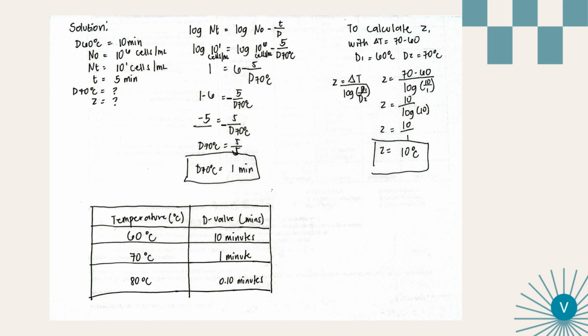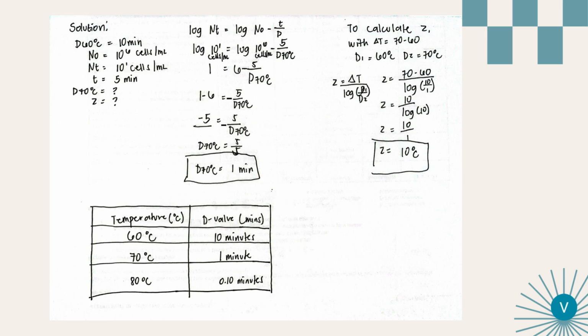First, let us look at the given data. The D value at 60 degrees Celsius is 10 minutes. The initial number of microorganisms is 10 to the power of 6 cells per milliliter, and after heating for 5 minutes, it was reduced to 10 to the power of 1 cells per milliliter. We are asked to find the D value at 70 degrees Celsius and the Z value.